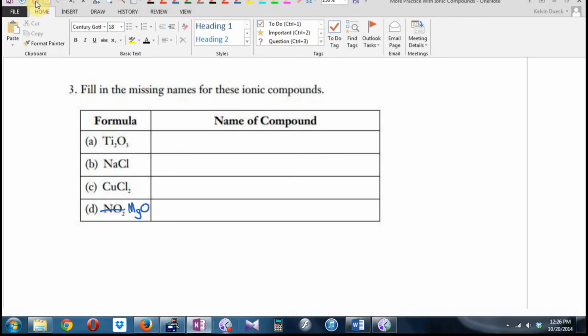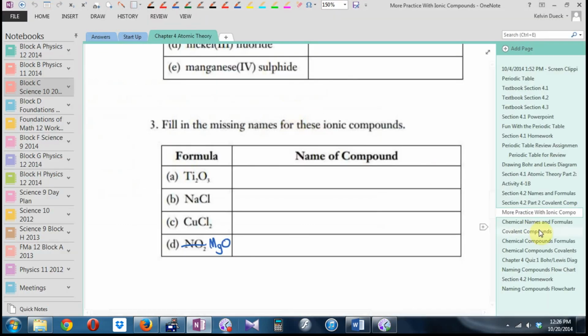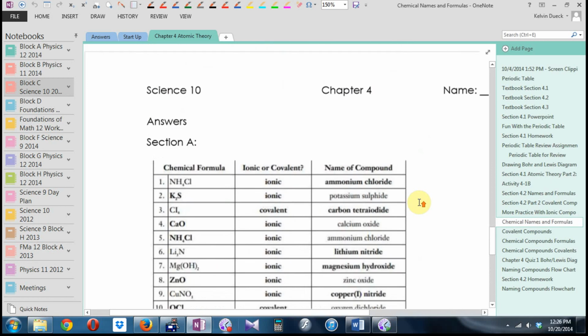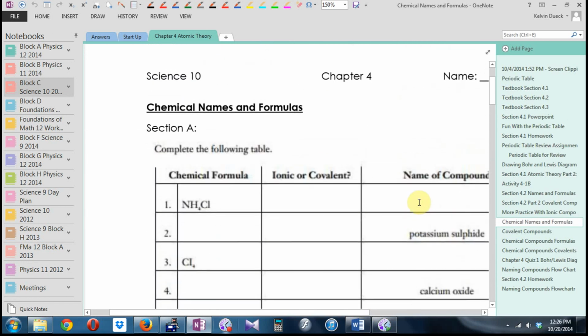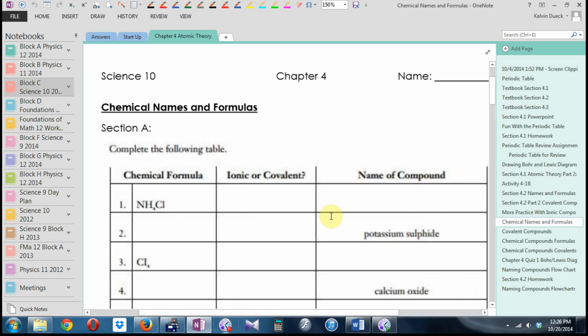Okay? Careful. Bad physics, Cam. Then I also think I gave you this one here called chemical names and formulas. This one had a mixture of some ionic and some covalent, and that's why I was asking you ionic or covalent. Were there any from here that you were going, I can't figure out how the heck they got that answer? Now is your chance to ask.